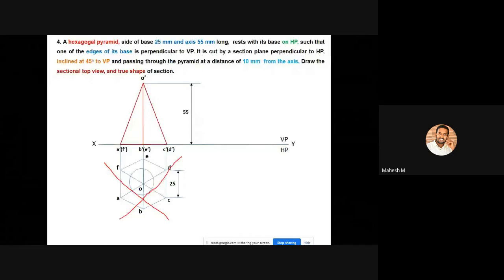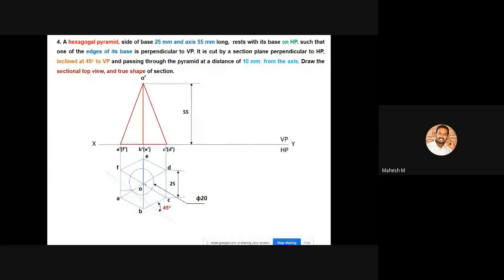So here it is mentioned as diameter 20 because it is passing through 10 mm away from the axis. So if you are creating a circle with a diameter 20, then this distance will be 10 mm. The off distance will be 10 mm. Okay, so you can create an inclined line with an angle of 45 degree.